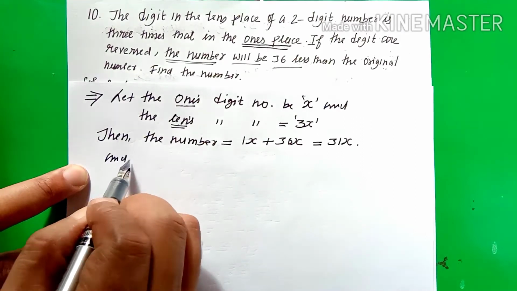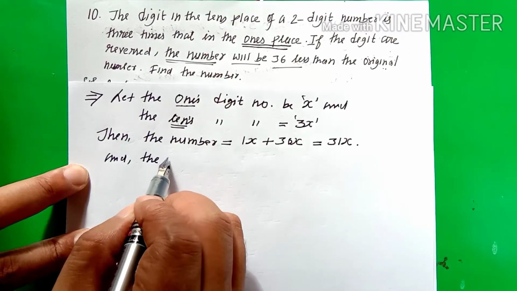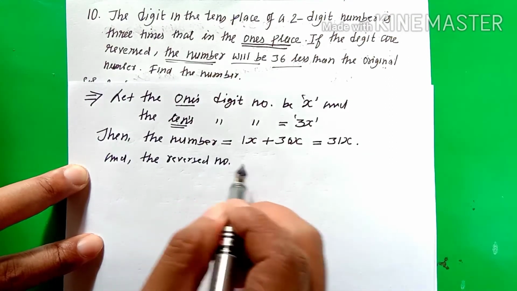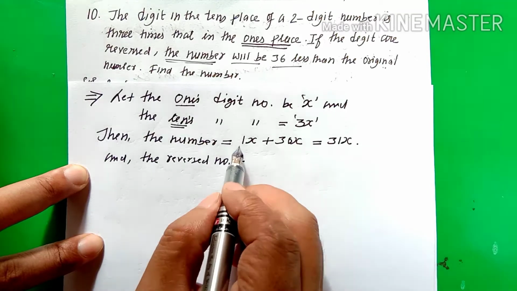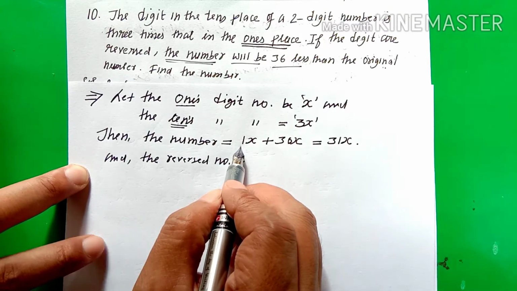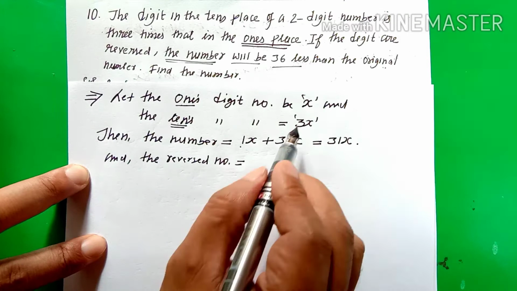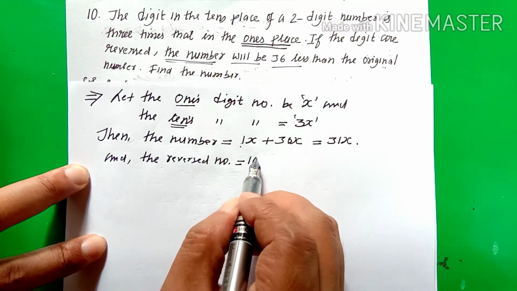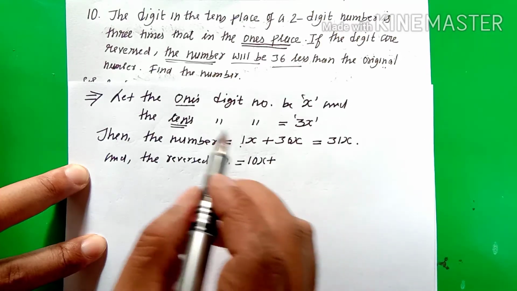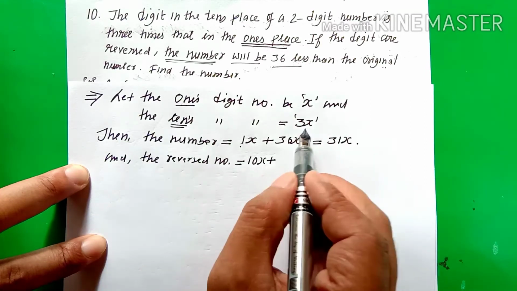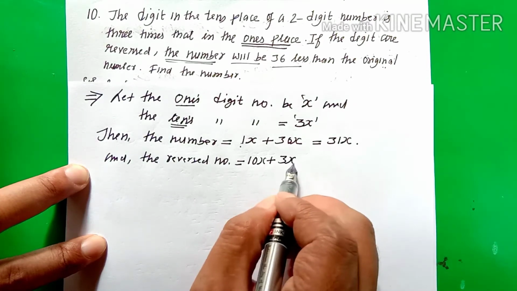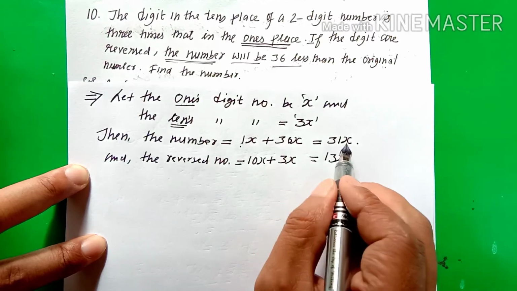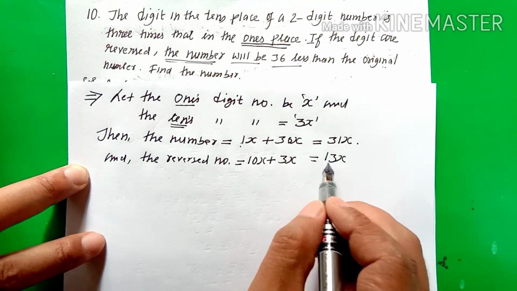And after that you can also find the reversed number. So the reversed number equals: reversing here, the ones place will become tens, and tens will become the unit place. So you'll just have to interchange these two. So 1 will become 10, so it will be 10x plus, now 10 will become 1, so 1 into 3x, which equals 3x. The sum of these two equals 13x. So 31, if you reverse, will become 13x.